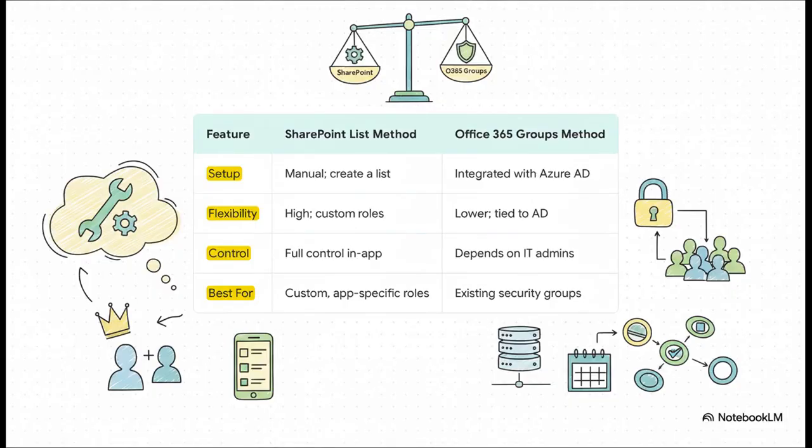Well, this table really breaks down the trade-offs perfectly. Take a look at the flexibility and control columns. The SharePoint method gives you total in-app control. This is perfect for creating custom roles like Project Lead or Safety Inspector, roles that probably don't exist in your main corporate directory. But if you want to leverage the existing security groups that IT already manages, the Office 365 method is way more efficient and secure. There's no single right answer here. It's all about what your specific app needs.